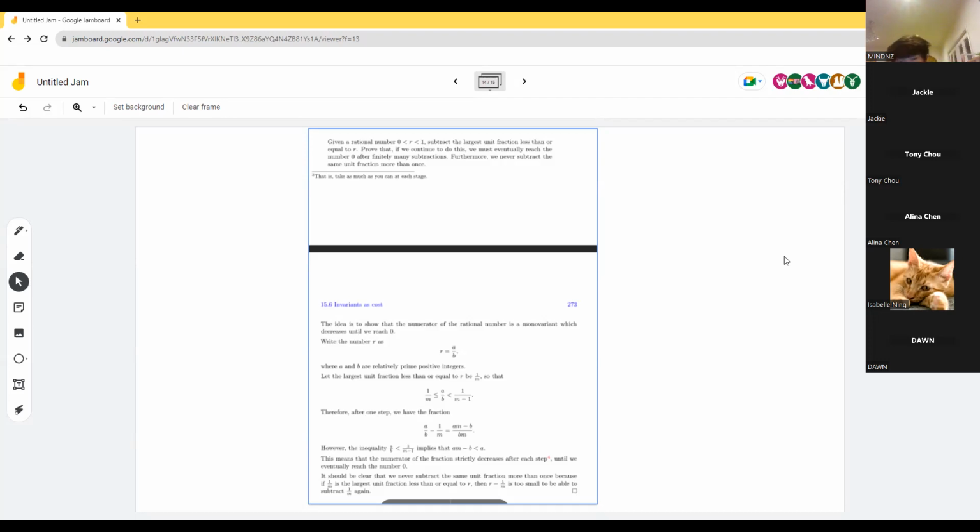Okay, anyways, that's it for today's lesson. If you guys don't understand it, the numerator has to be finite. So since the numerator is always decreasing, this time it's a strict monovariant, right? The numerator won't stay the same. It's always going to decrease. So eventually it reaches zero because there are finite positive numbers less than a finite positive number.